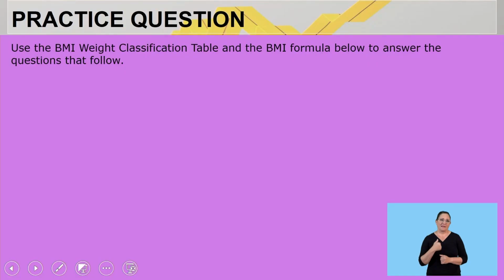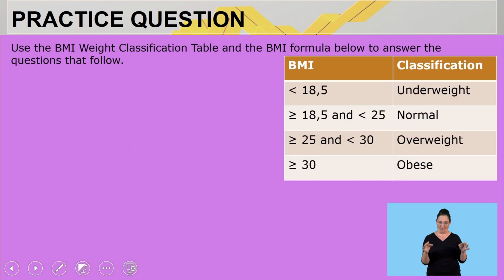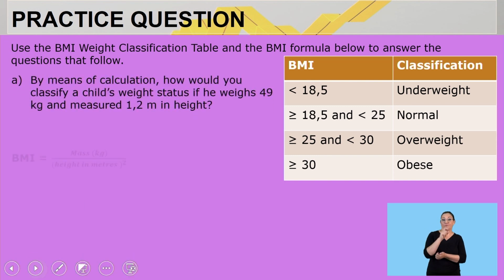Now let's start with our first question. In question number 1, it says to use the BMI weight classification table and the BMI formula below to answer the questions that follow. There we have our BMI weight classification table, and it also indicated that we must use the formula. There we have the formula as well.